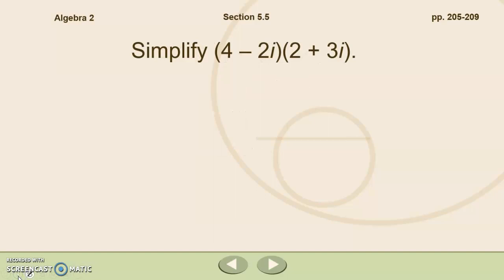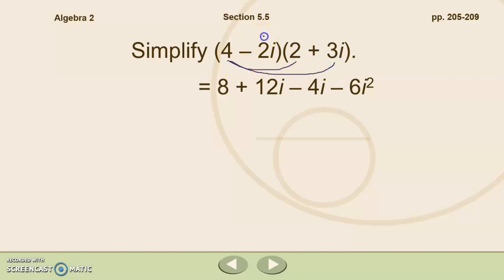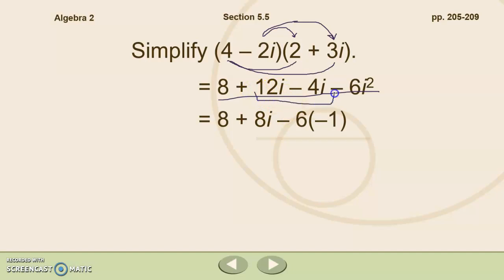All right, this time let's multiply our complex numbers using the FOIL method. First, outside, inside, last. We get 4 times 2, 4 times positive 3i, negative 2i times 2, and negative 2i times 3i. And we end up with these terms. Let's combine like terms and substitute where we can. Doing so gives us 8 plus 8i minus 6 times negative 1, because we know i squared is negative 1. When we simplify again, the most simplistic answer we can get is 14 plus 8i.